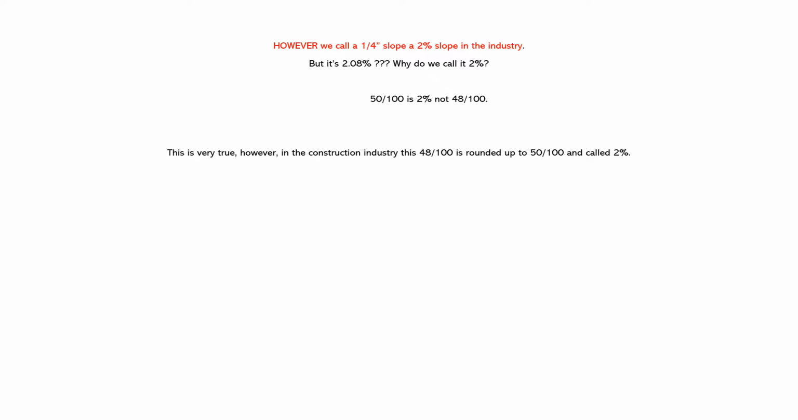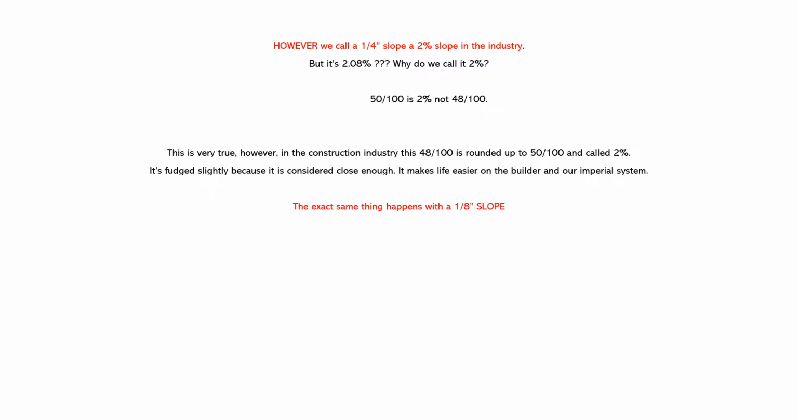However, we call a 1/4 inch slope a 2% slope in the industry, but it's 2.08%. Why do we call it 2%? Well, that's just because 50 over 100 is 2% and not 48 over 100. So in the construction industry, this 48 over 100 is rounded up to 50 over 100 and called a 2% slope. It's fudged slightly, is basically what's happening. It makes life easier on the builder and on our imperial system.